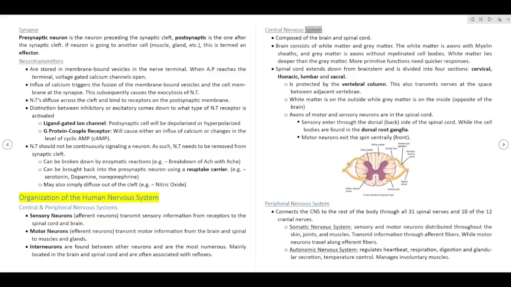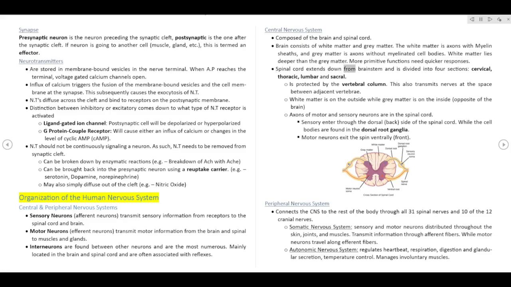Central nervous system: composed of the brain and spinal cord. The brain consists of white matter and gray matter. The white matter is axons with myelin sheaths, and gray matter is unmyelinated cell bodies. White matter lies deeper than the gray matter. More primitive functions need quicker responses.